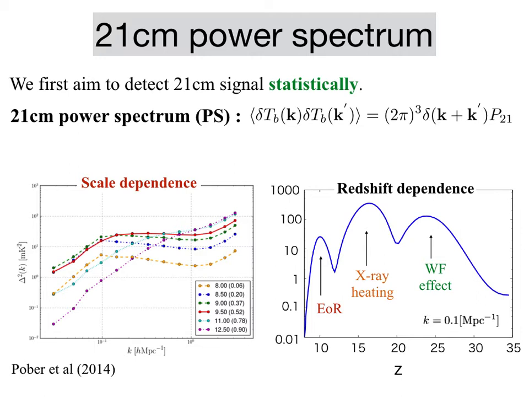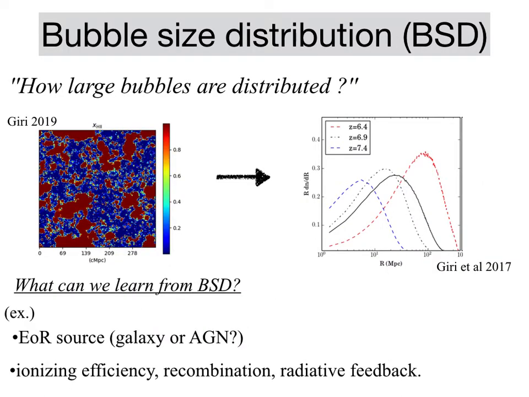We can extract information from the 21 cm power spectrum, for example, the typical ionized bubble size. As you can see, we can find characteristic peaks in the 21 cm power spectrum as a function of redshift. So, one of the questions during the EoR is how large bubbles are distributed in the IGM. To evaluate this question quantitatively, we often compute the ionized bubble size distribution.